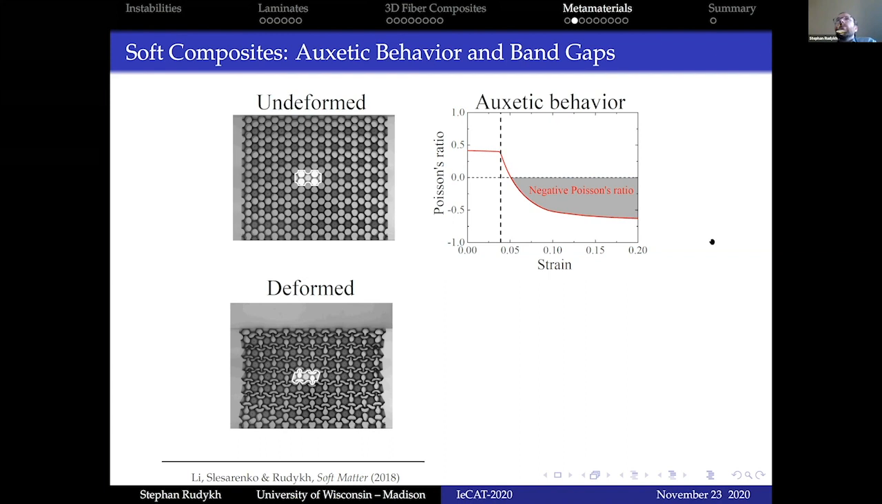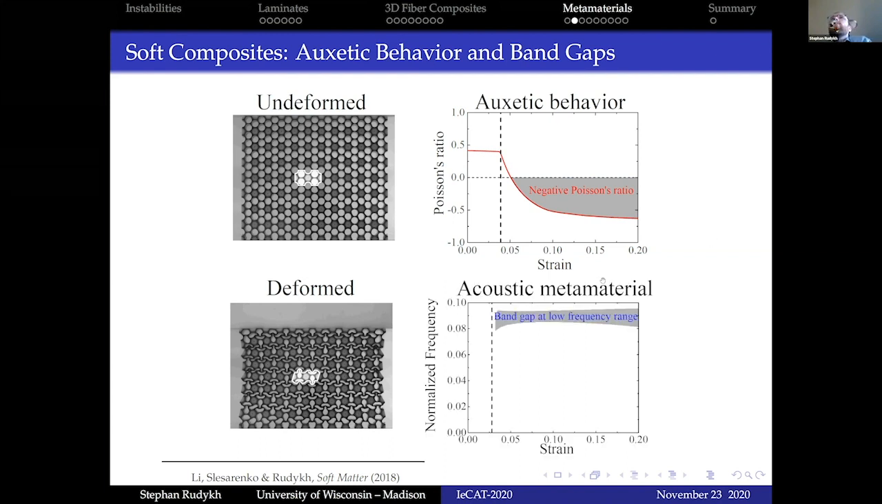Another interesting notion with these materials is that upon the development of these instabilities, you can open, and we're not talking much here about the propagation of elastic waves in these materials, but when the material goes into this unstable regime, there are some interesting behaviors that develop. One of these is the opening of the band gap at low frequency. And when I say band gap, I mean a frequency range where waves cannot propagate. So effectively, you create a filter.